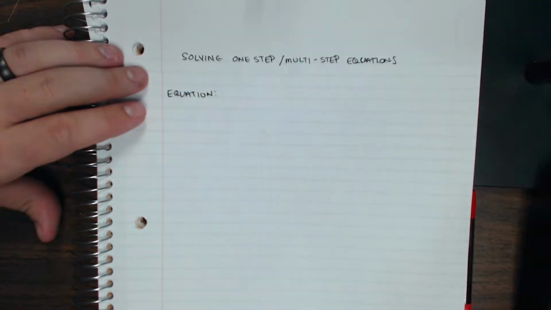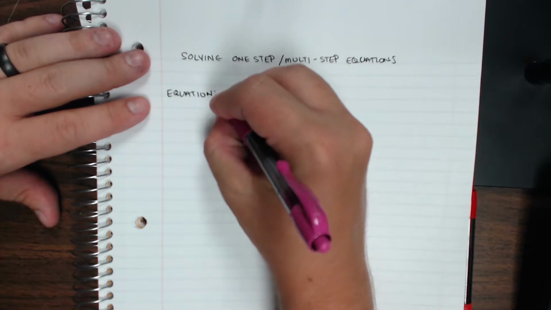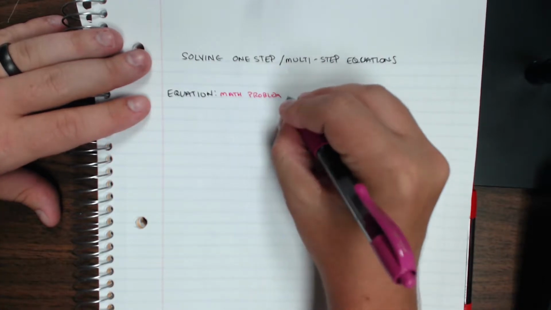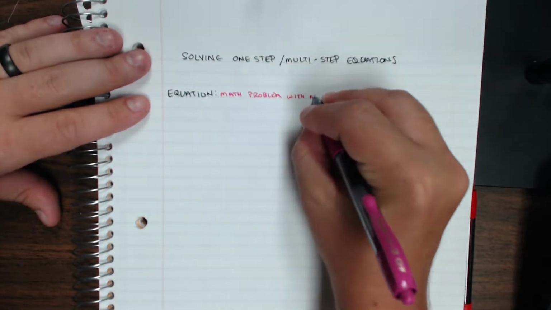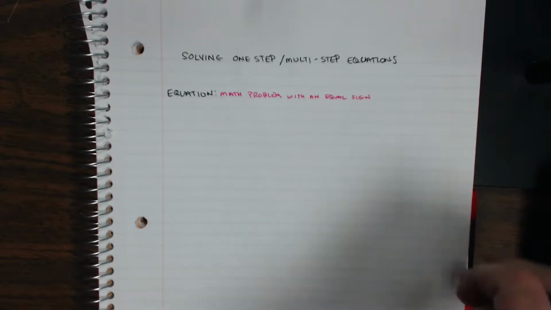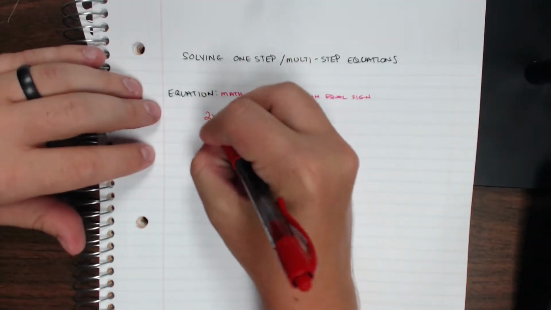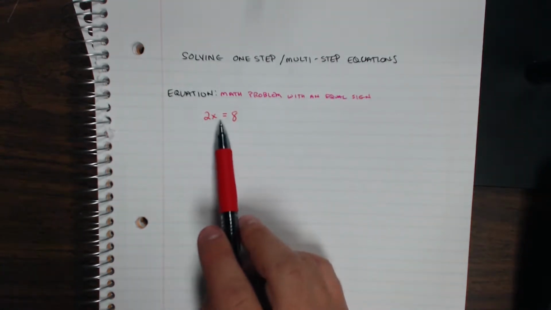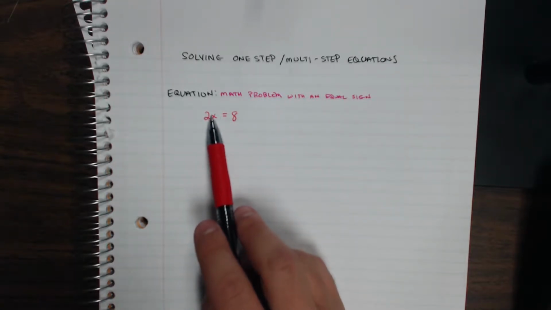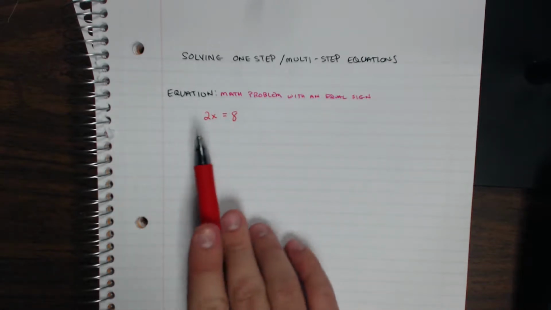Okay, so an equation is a math problem with an equal sign. An example of an equation would be something like 2x is equal to 8. Here we've got 2 of something is equal to 8. All it's saying is this side is completely balanced with this side. It's 100% equal. It's the same. So 2x and 8 are the same exact thing.